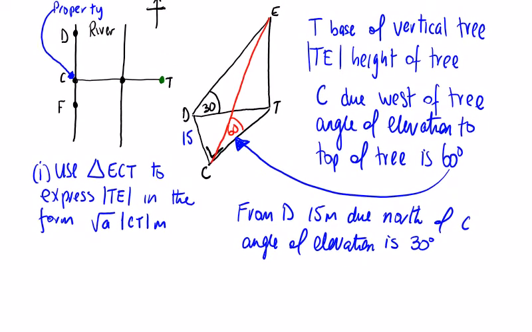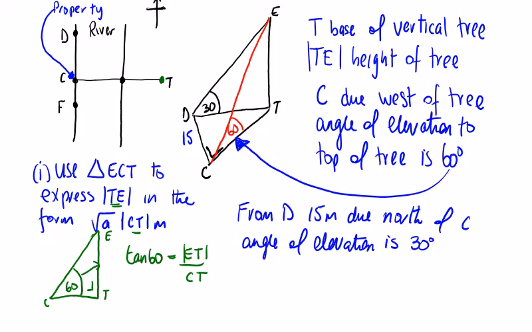So just draw the triangle ECT. We have a 60 degree angle in it. And this has to be 90 because it's drawn directly to the base of the tree. We have E at the top, we have a T, and we have a C, and we're dealing with TE and CT. So it's tan, opposite and adjacent. So the tan of 60 is equal to O over A, ET over CT. Tan of 60 is root 3.